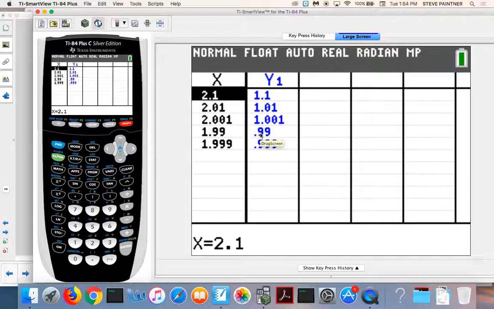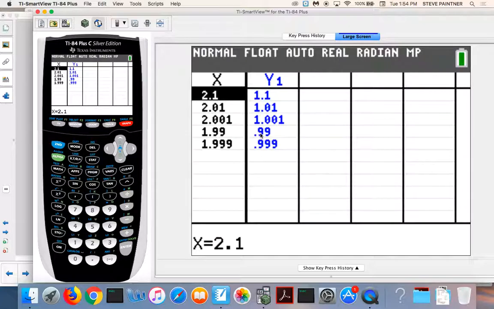Okay, then I'll punch in 2.1, enter. 2.001, enter. 2.0001, enter. You just keep doing that. Get your 6 numbers. And as you see, the y values get smaller and smaller and smaller as they approach 1. On the other side, they get bigger, bigger, bigger as they approach 1. The table is telling me the limit is 1.